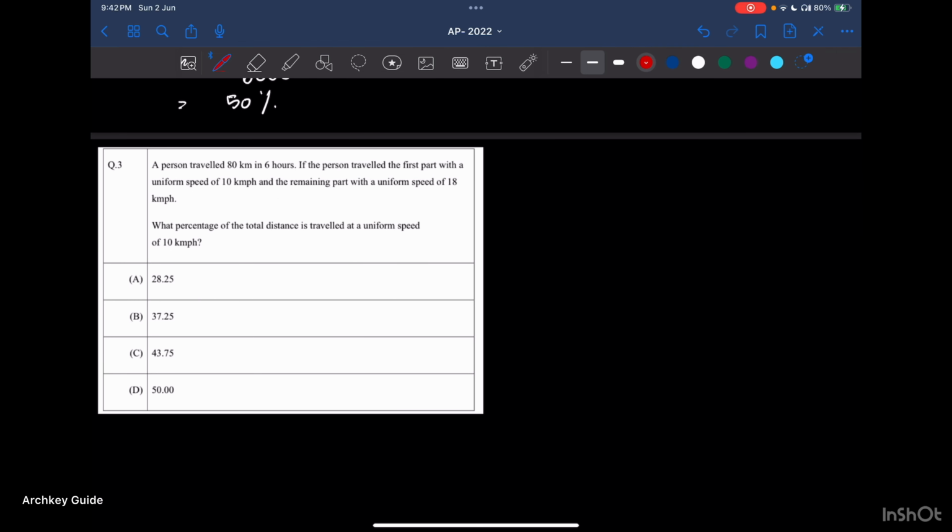It's a travel distance wala question. So let's read it out. A person traveled 80 kilometers in 6 hours. Fine. If this is the distance, from here to here, 80 kilometers, he traveled in 6 hours.